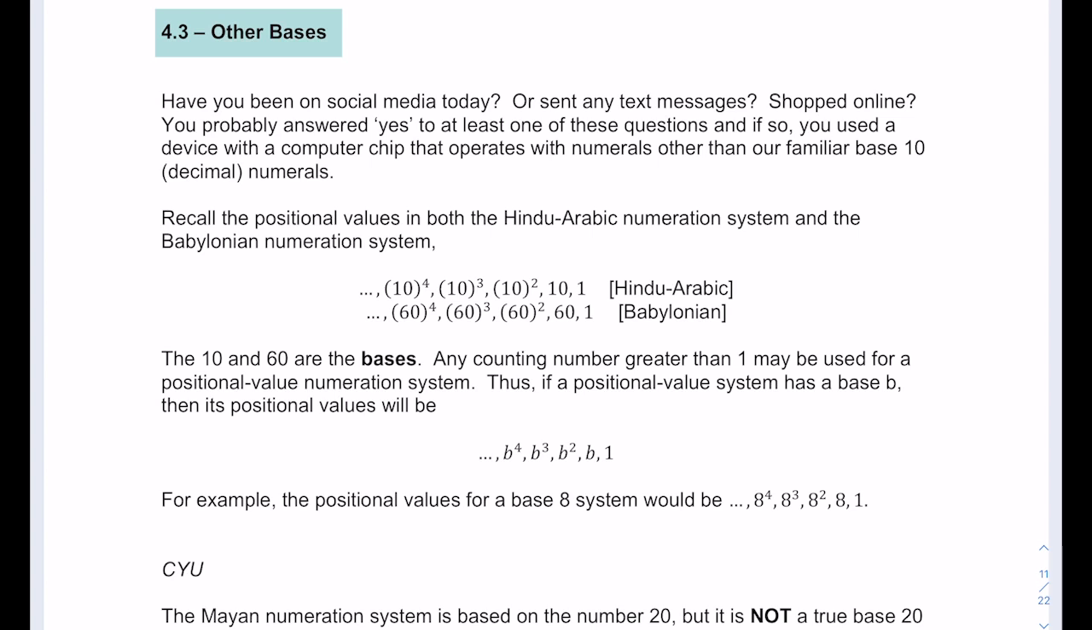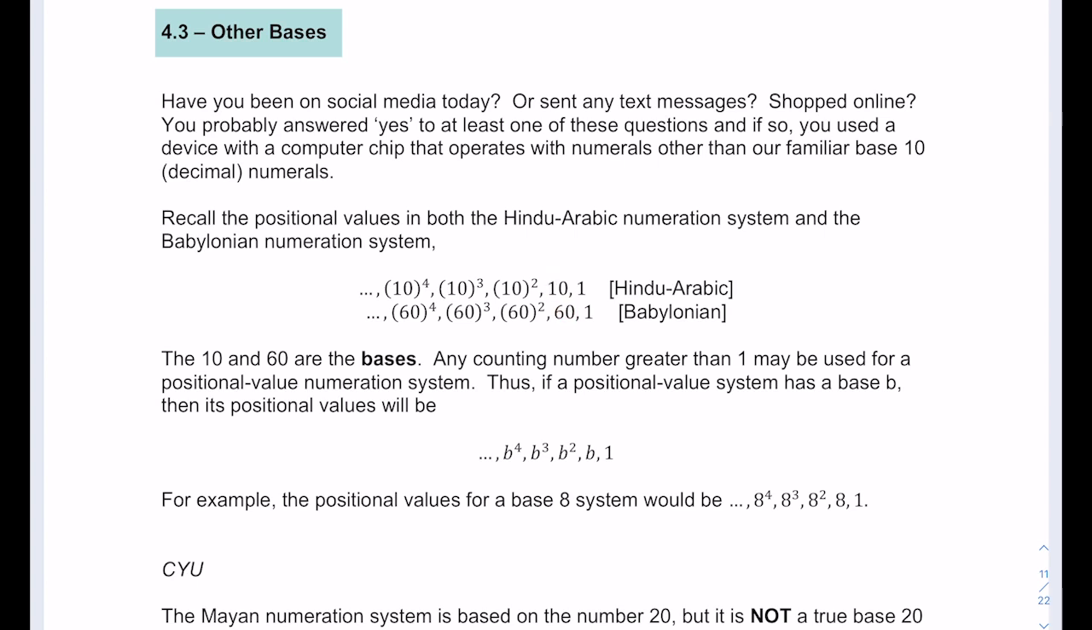So if we think back to our numeral system, the Hindu-Arabic numeral system, this is the positional values that we use when writing our numbers. So we have our units, our tens, our hundreds, thousands, ten thousands, and so on. The Babylonians had ones, and then the second number was multiplied by 60, the third number is multiplied by 3600, and so on. Okay, so the 10 and the 60, they're called the bases.